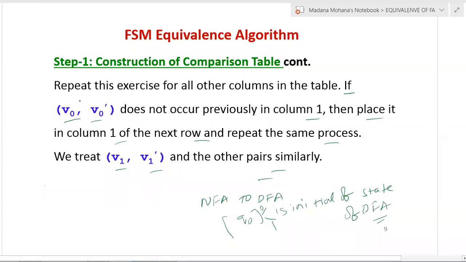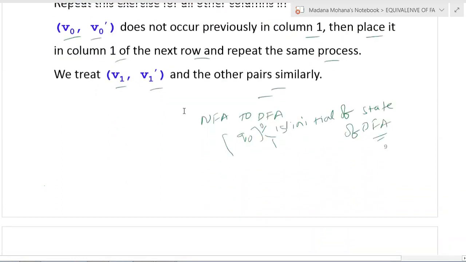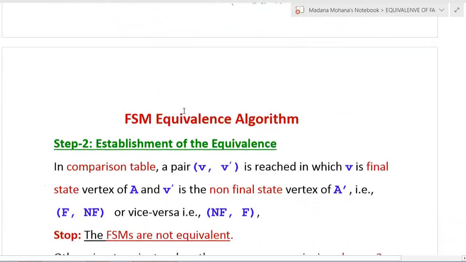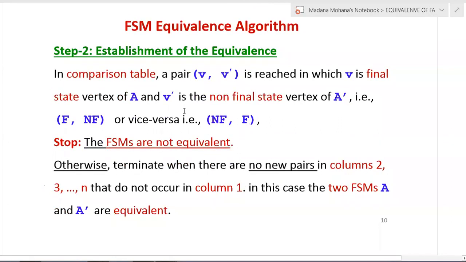Here also, same in column 1. If any pair occurs in column 1 or 2 that has not already occurred in column 1, at that time you can consider it as the next row of column 1. Then you repeat the same process on input 0, on input 1. Like that you can build the comparison table for all combinations, until no changes occur, no new pair occurs.